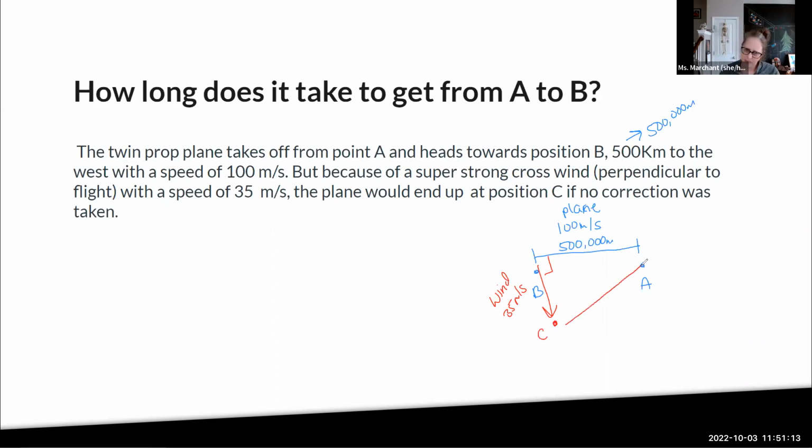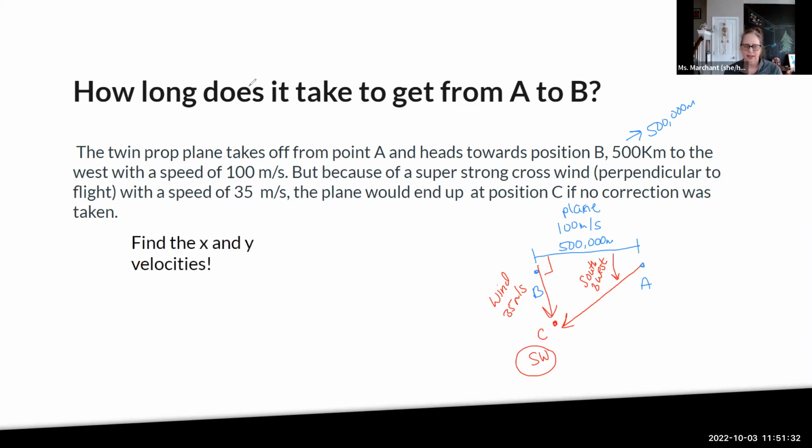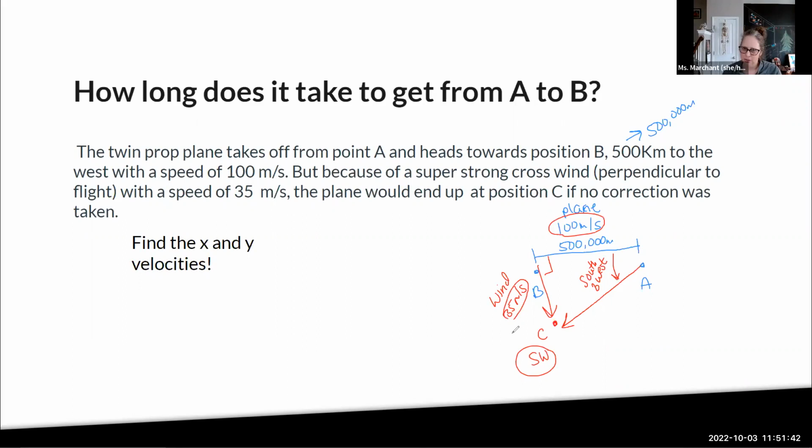So my actual velocity is going to be going where? Southwest, because it's being pushed off course. It is going south of the west. Now, what question do they want us to answer first? Find the X and Y velocities. Well, remember, we don't have to use sine and cosine. It already tells us the X and Y velocities. We just have to know which one's which.